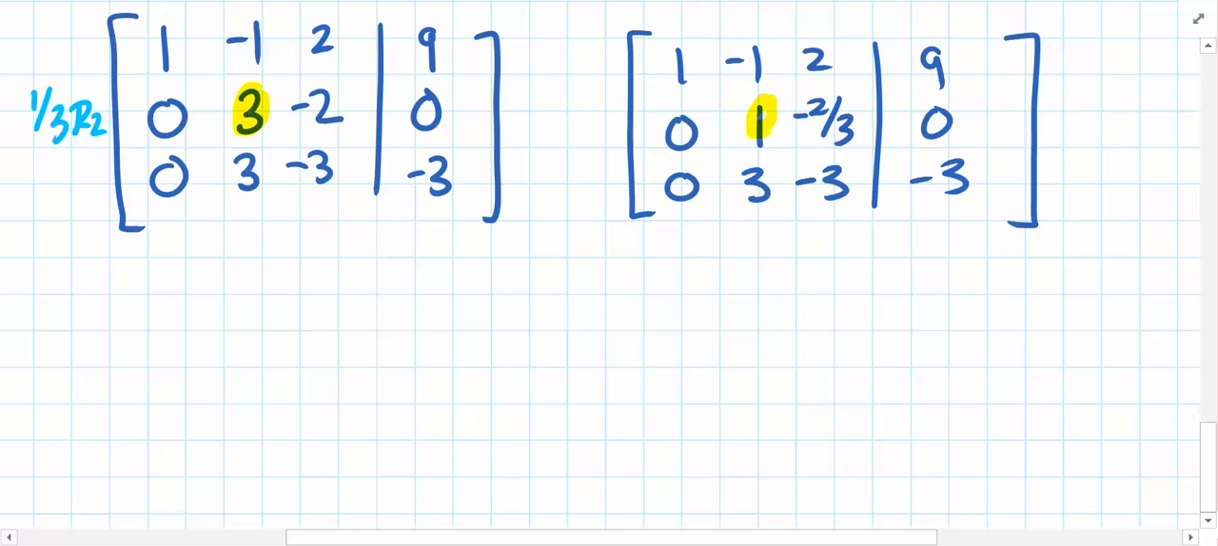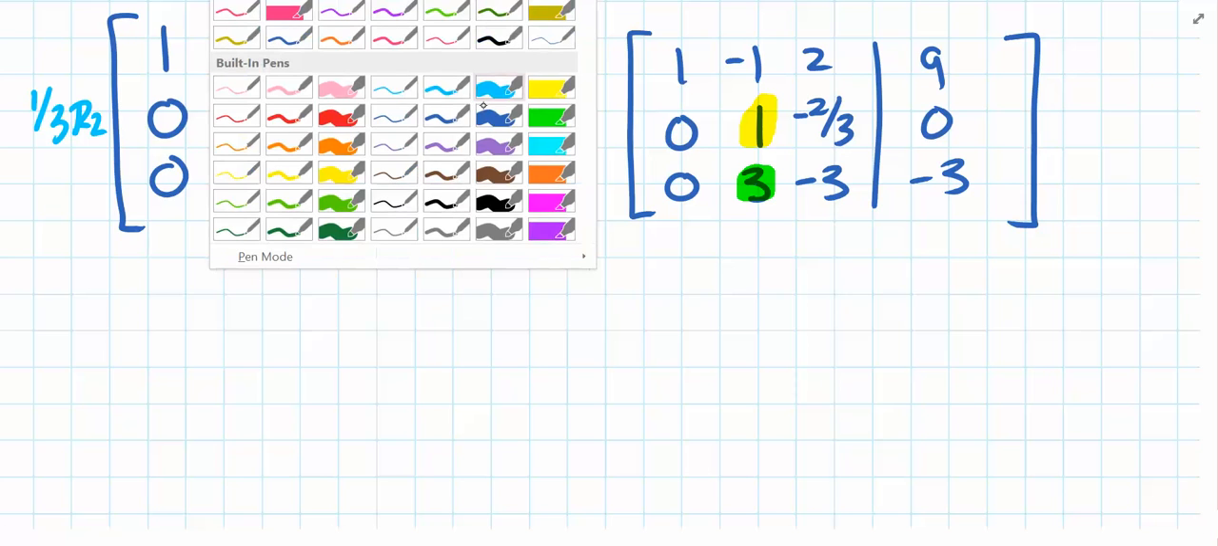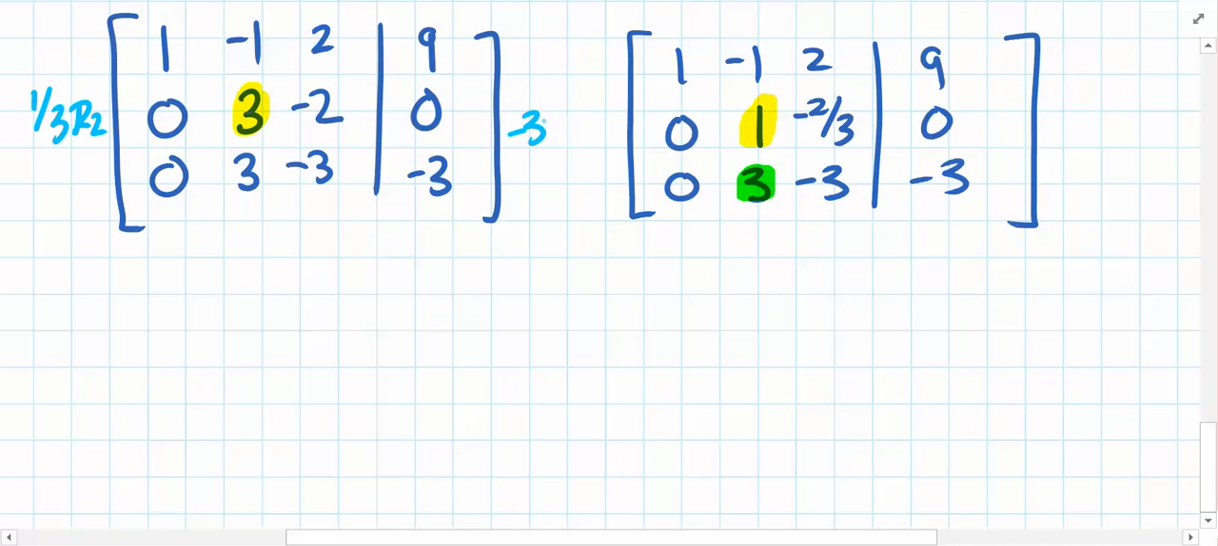Okay, look. That's a 1. We're doing well so far. Now we want what? No, we want this to be a 0. Okay, how do I make that a 0? Negative 3 times row 2, and then add that to row 3. So negative 3 times row 2 plus row 3. That's my next move. I'll move over so we can all see it, okay?